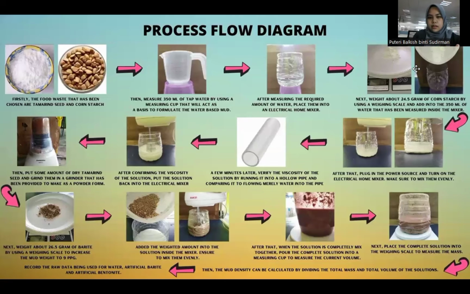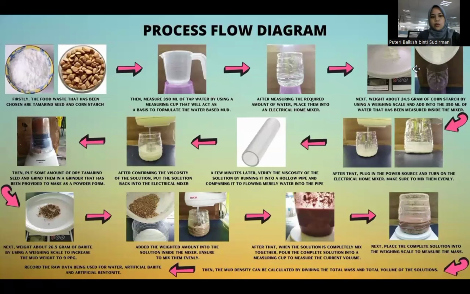After a few minutes, verify the viscosity of the solution by running it through a hollow pipe and comparing it to the flow of plain water in the pipe. Next, after confirming the viscosity of the solution, put the solution back into the electrical mixer. Then we are going to take some dried tamarind seed and grind it in the blender that has been provided to make it into a powdery form.